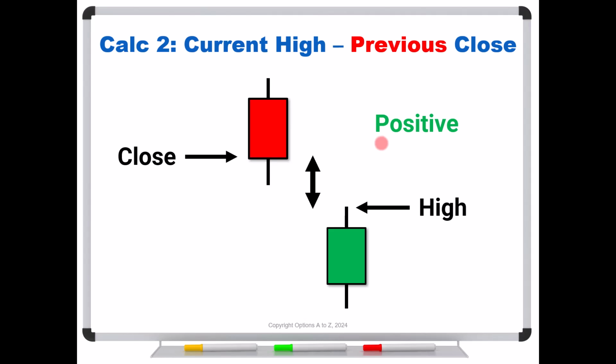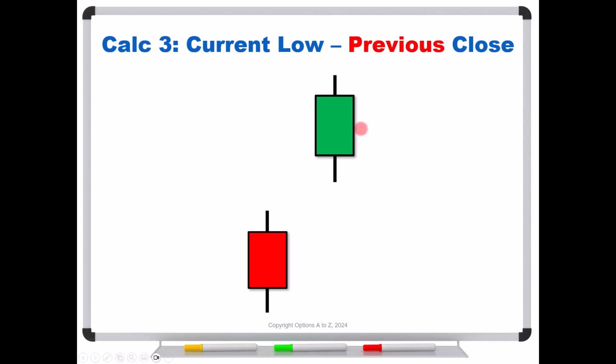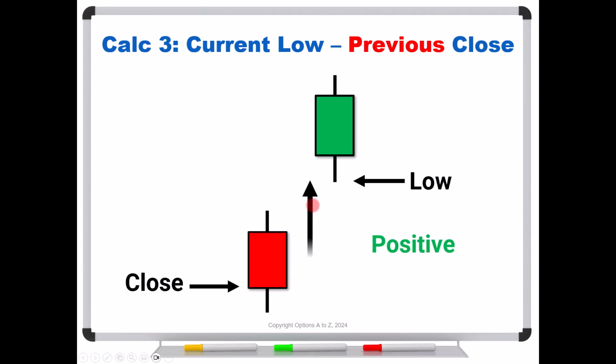All right, so let's look at calculation number 3. Maybe here's today's candle in green, here's yesterday's in red. We're going to take the current low minus yesterday's close. So let's take today's low, subtract off yesterday's close, which again is the bottom of the red candle. We're looking at this distance right here. And again, it is positive because we have a higher number minus a lower number.